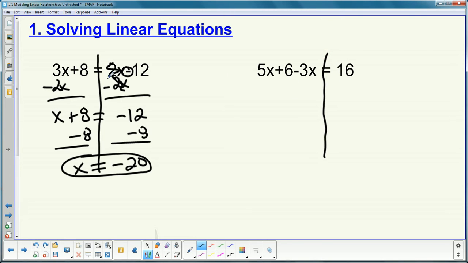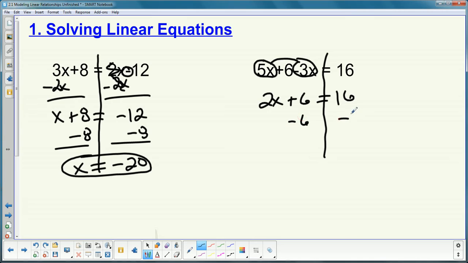Be careful with this next one now. It looks a lot like what we just saw, but here we don't have variables on both sides of the equal sign. We have variables on the same side. So what I need to do is combine my 5x with my 3x. So 5x, and that's a negative 3x, or 5x minus 3x, is going to give us 2x. I can bring down my plus 6, and that's going to equal 16.